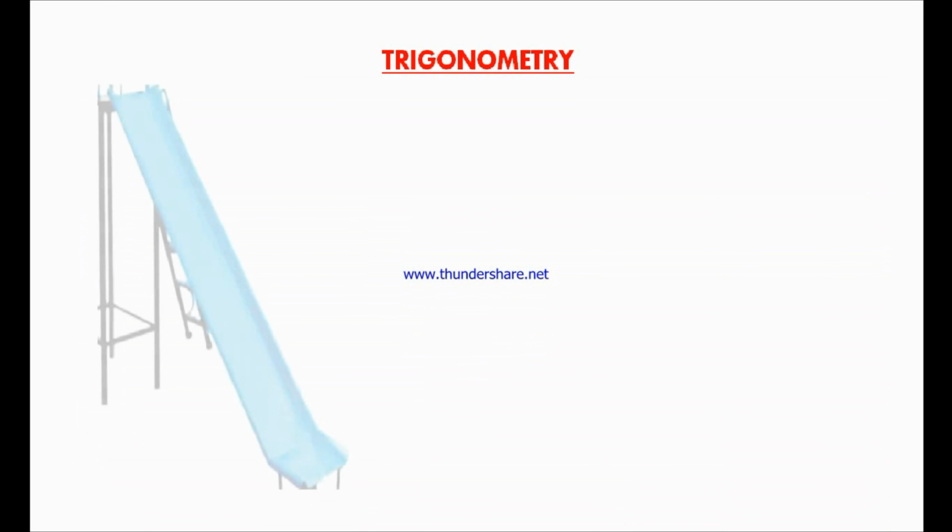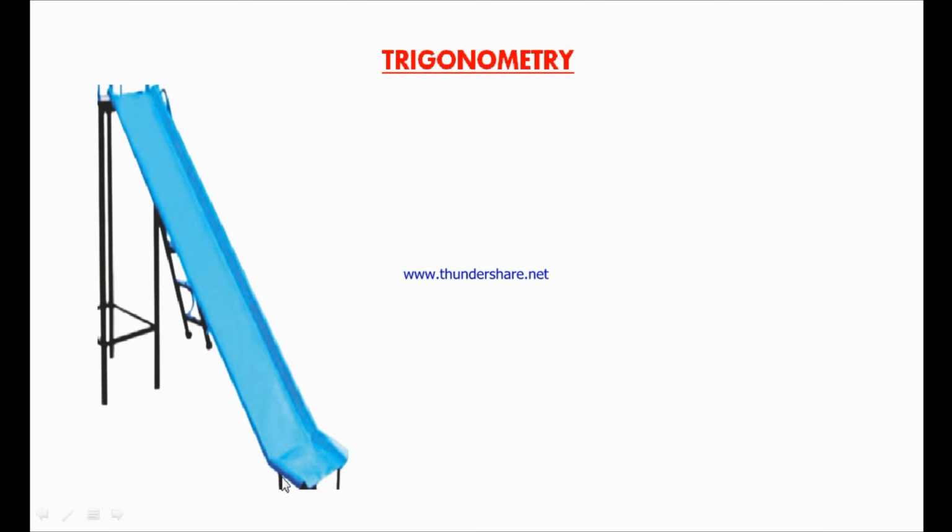Here, you can see this type of objects just around us. This is a slider. You can see this slider in parks and also in some of the primary schools. This slider makes some angle with the ground. And this is the stand of the slider, and this is the slider. It makes some angle, and this stand makes 90 degrees, or it is vertical to the ground.